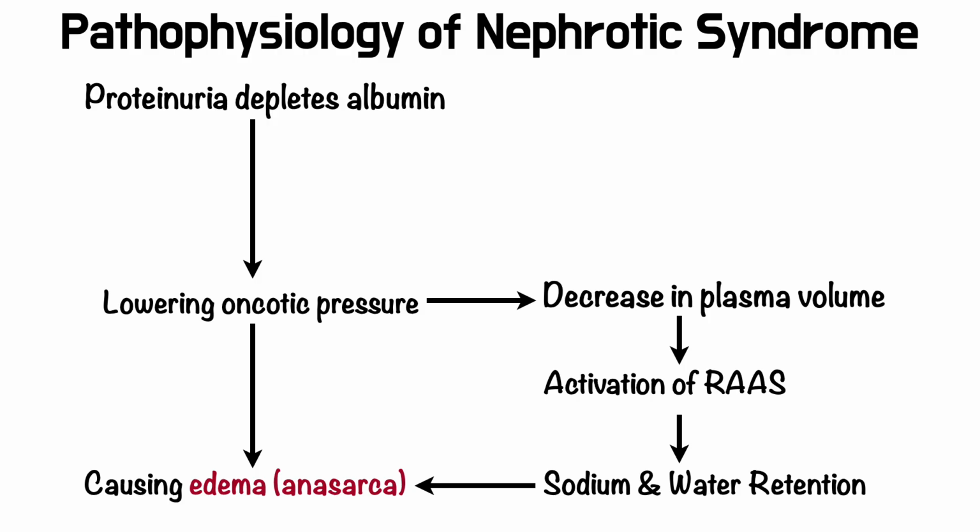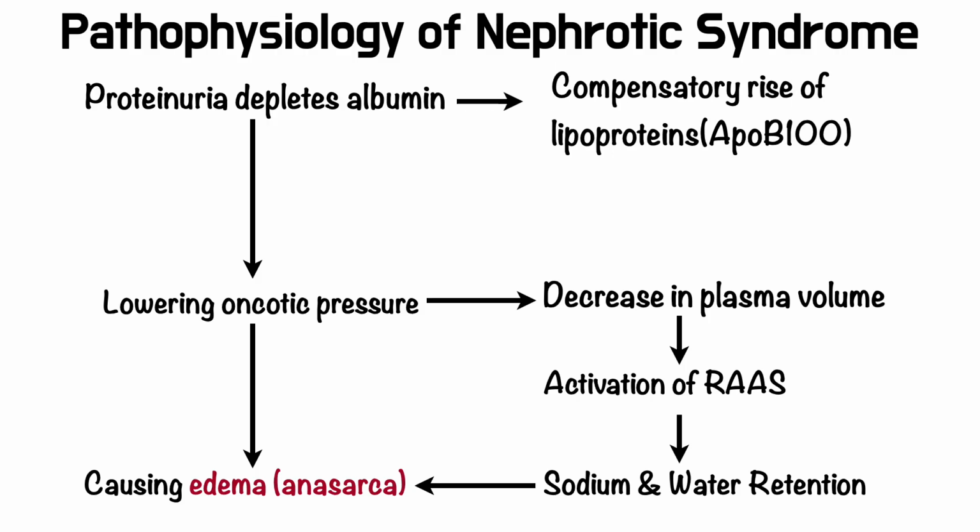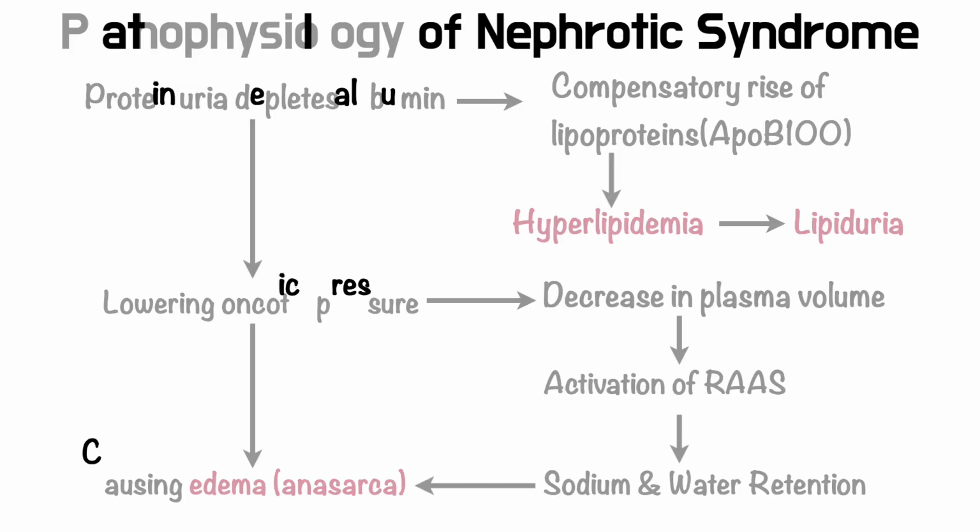So this is the clinical feature, that is edema, the most common one and the most important one. And since there is decrease in protein, the liver will try to compensate that protein loss, and in that way there will be compensatory rise in lipoproteins, especially ApoB100, that is responsible for hypertriglyceridemia, right? So that is how hyperlipidemia happens in nephrotic syndrome, and these lipids, if they get leaked into the urine, that will lead to lipiduria. These are the clinical features and the pathophysiology behind that, right?